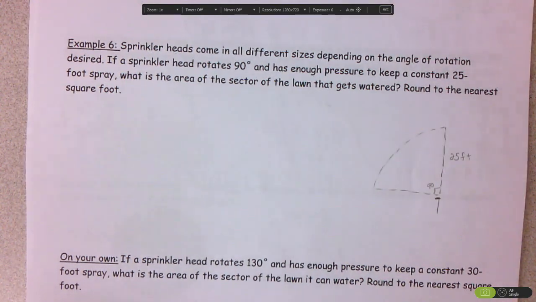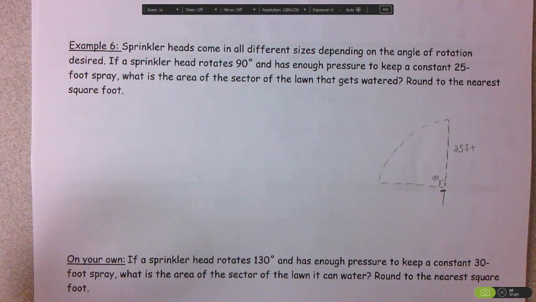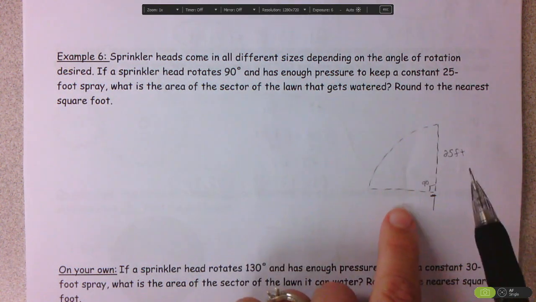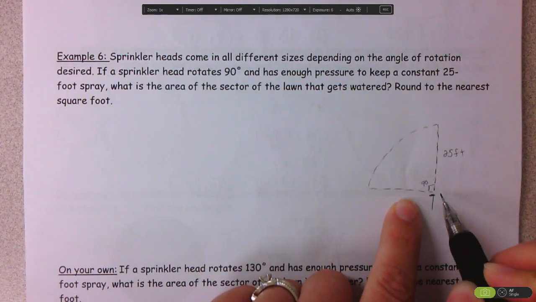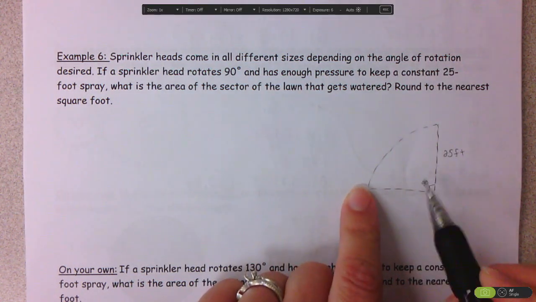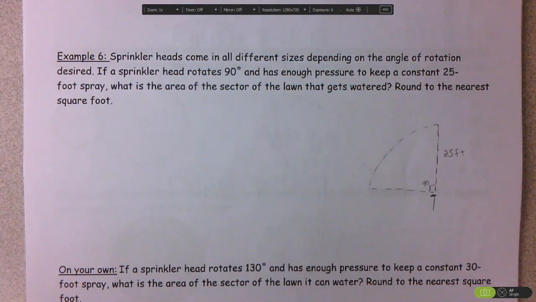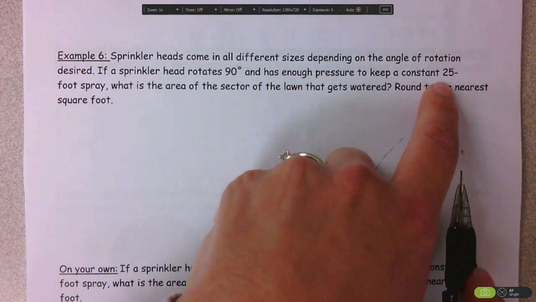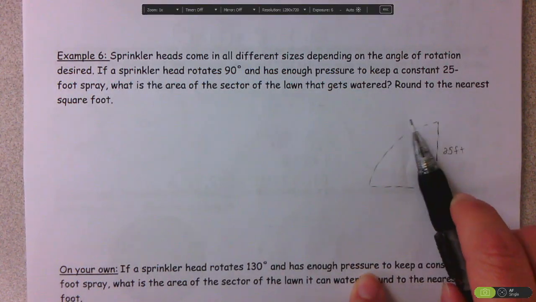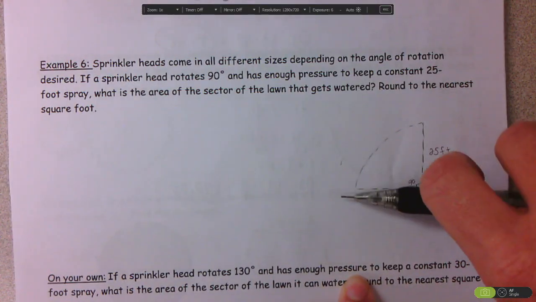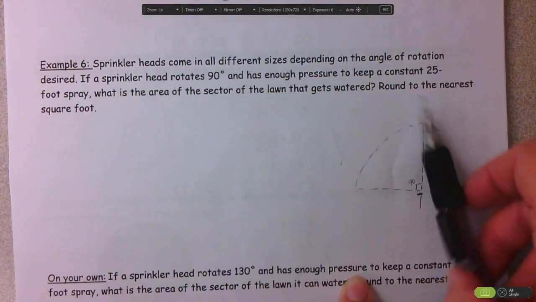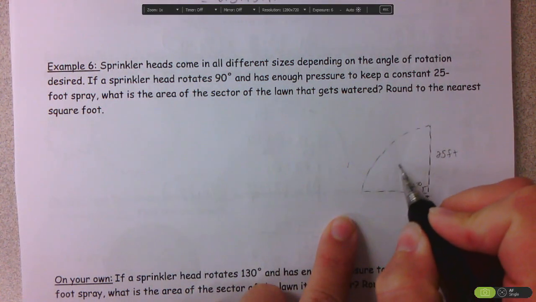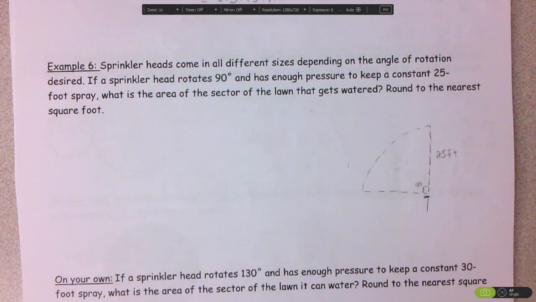For this last example, we're going to look at a sprinkler head. This particular sprinkler head rotates through 90 degrees. If you think of how a sprinkler works, it shoots the water out, and this one has enough pressure to keep a constant 25-foot spray, and then it slowly moves its way, and it only goes 90 degrees, and then it goes back. So it just goes back and forth through 90 degrees. So I'm trying to find the area that this sprinkler covers.